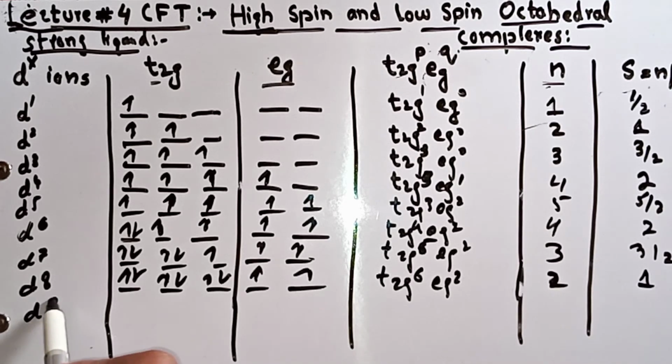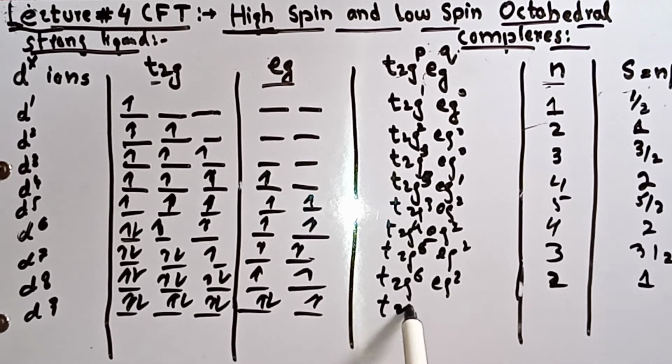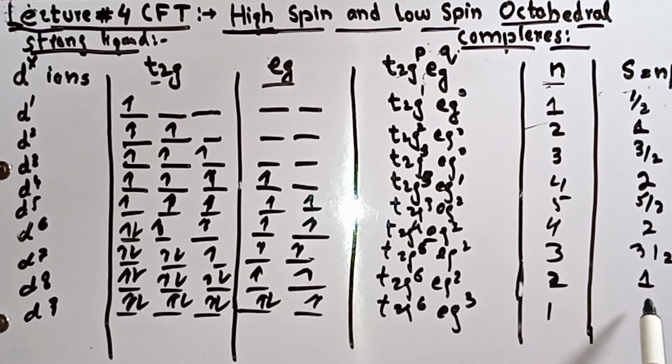If there is a D9 system, what will happen? First all are singly filled. After that pairing will start. So here are 9 electrons. So T2G has 6 electrons while EG has 3 electrons. So here is only 1 unpaired electron. So the resultant spin will be 1 over 2.